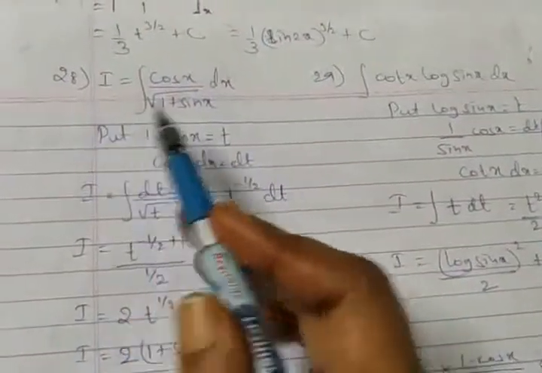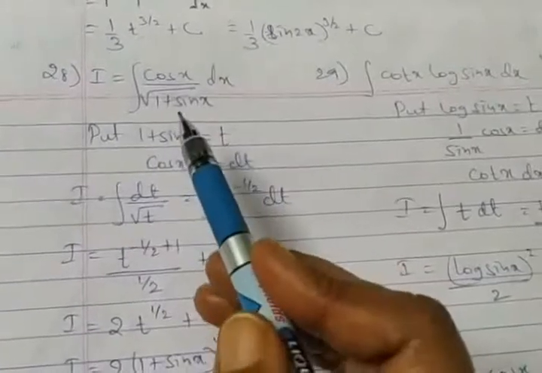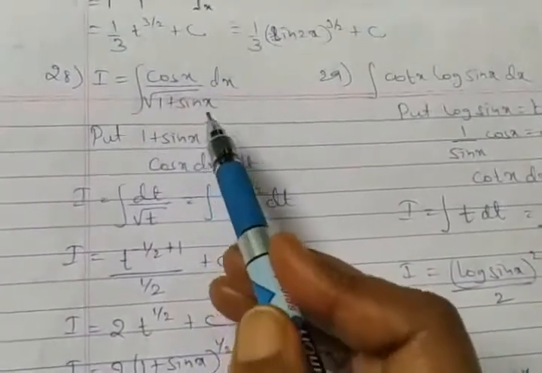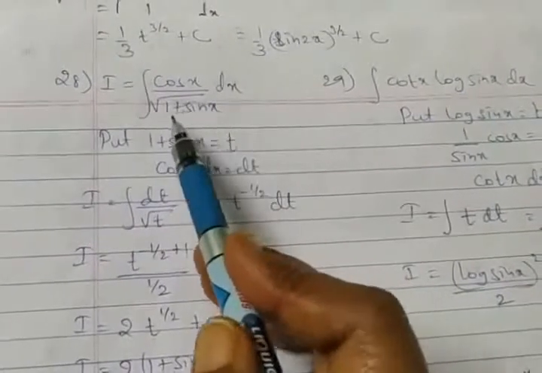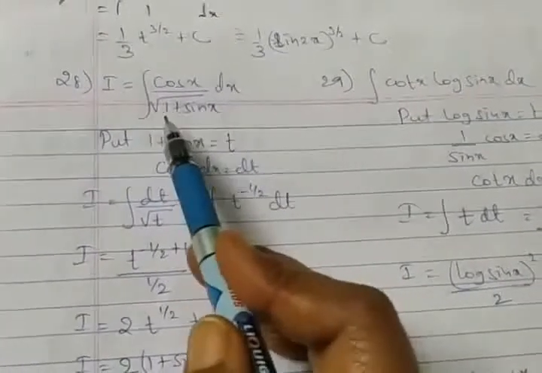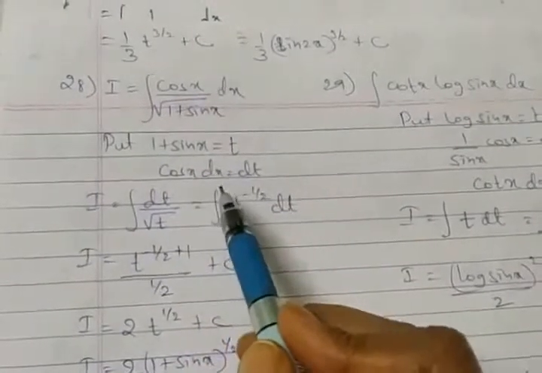So to begin with the 28th question, we find the integration of cos x, denominator root of 1 plus sin x. I hope you can easily guess it here. Sin x derivative is cos x. Along with sin x, even one constant term can be taken here. We take 1 plus sin x is equal to t. We are left with cos x dx equal to dt.